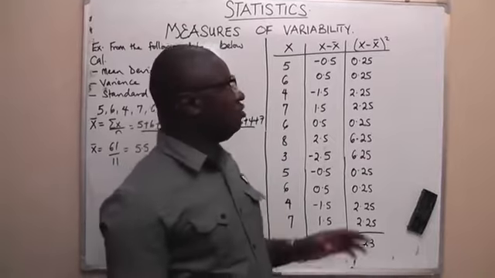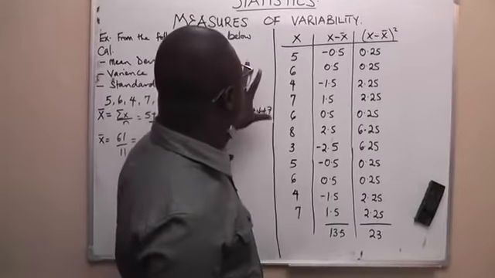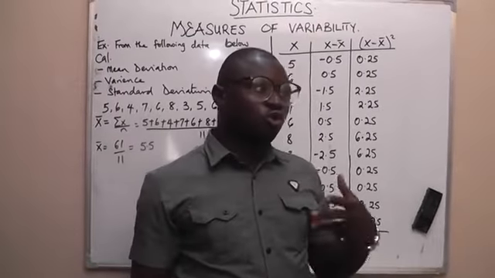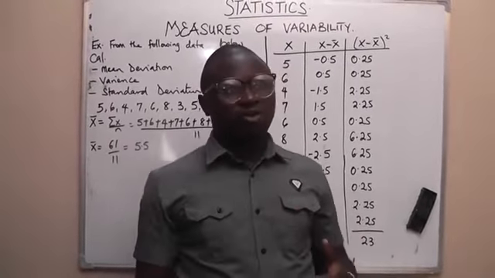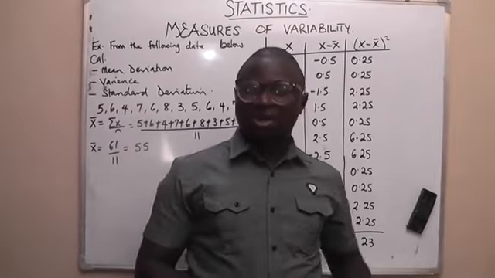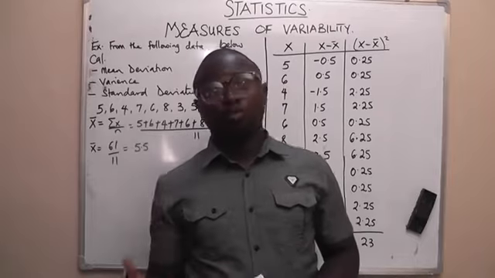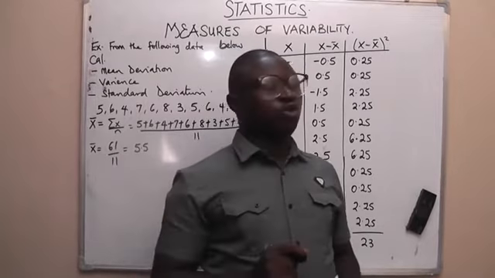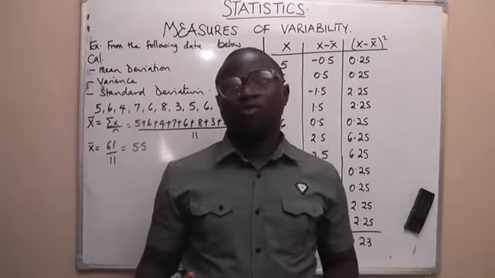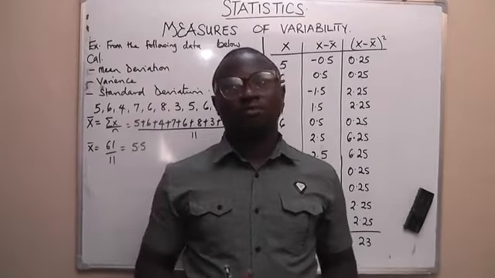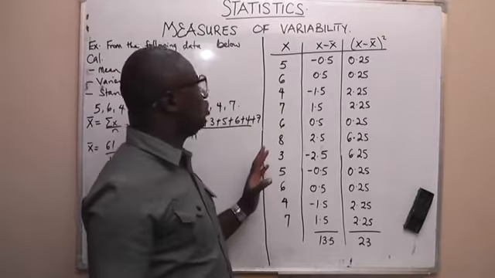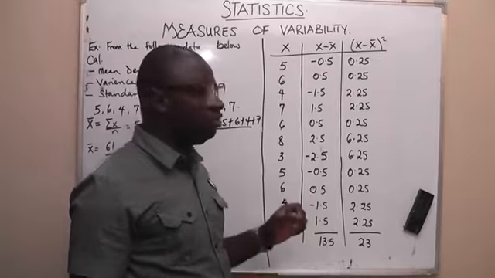Now, you should also know that in the calculation of this, you could approach it in two ways. We could have calculations that have to do with ungrouped data, and then calculations that have to do with grouped data. We'll be looking at calculations that have to do with ungrouped data first before we jump into grouped data calculation. So what we have on the board is calculations that have to do with ungrouped data.